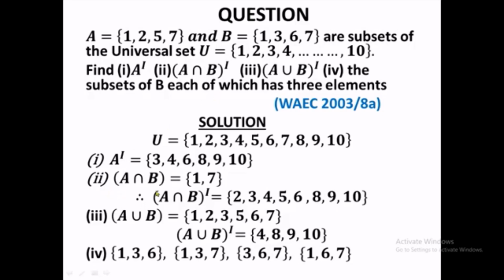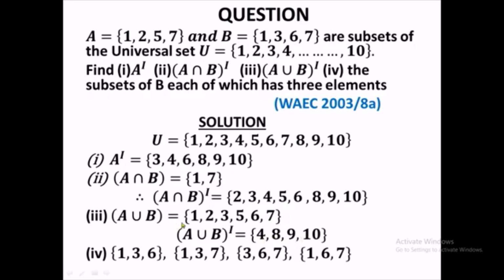So how do you find A union B? By combining the elements in A and B together without repetition. So 1, 2, 3, 5, 6, 7 are the elements in A union B. For A union B complement, we find those elements that are in the universal set but not in A union B. That will give us 4, 8, 9, and 10.